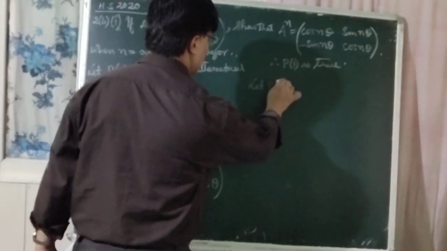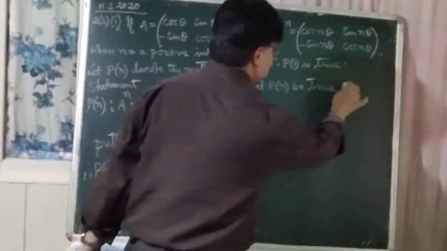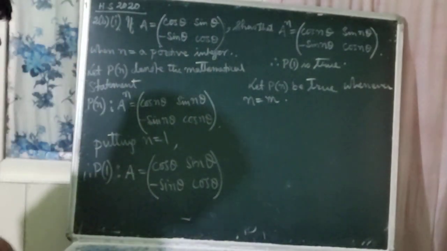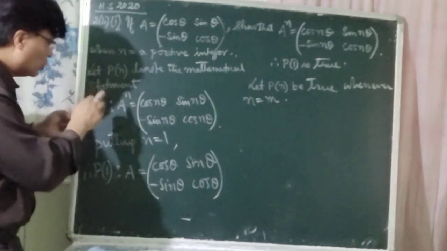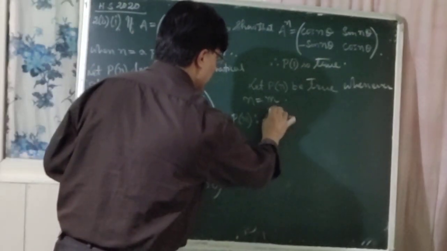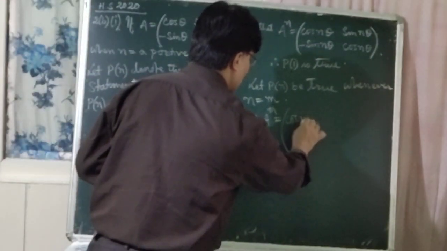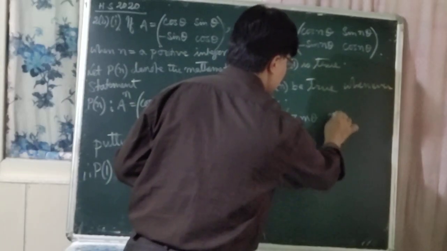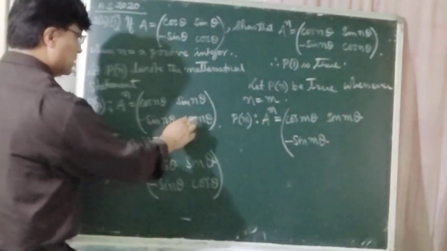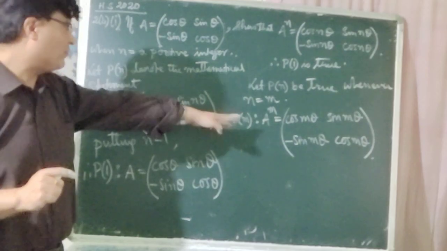Let this statement P of n be true whenever n is equal to m. Is that clear? Now in this mathematical statement, you put n is equal to m. So P of m, such that a to the power m is equal to, within matrix notation, cos m theta, sin m theta, and then minus sin m theta, cos m theta. That means we have written here P of m is also true.